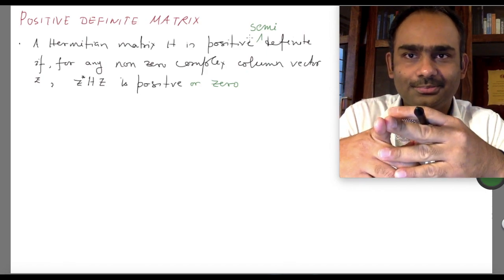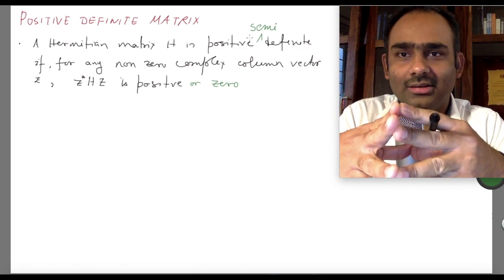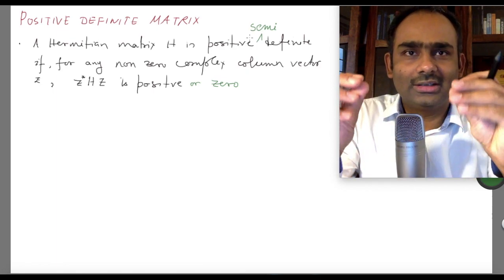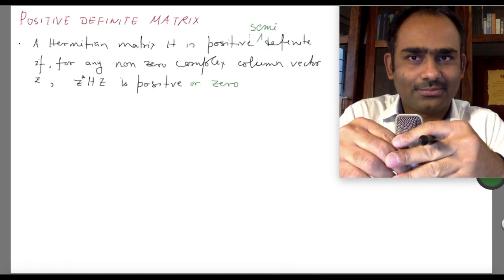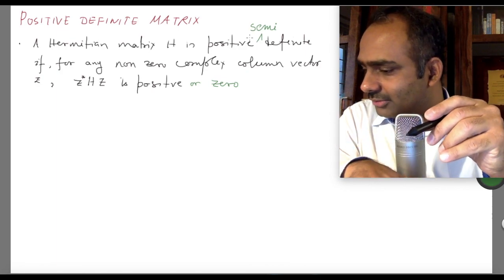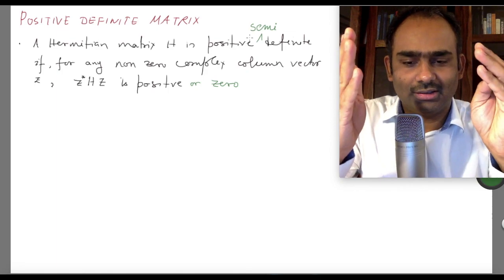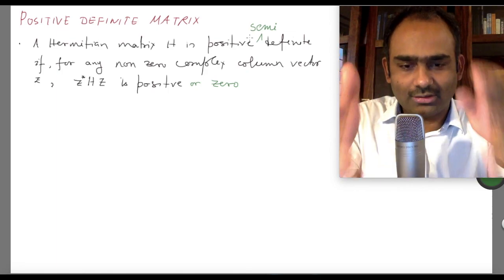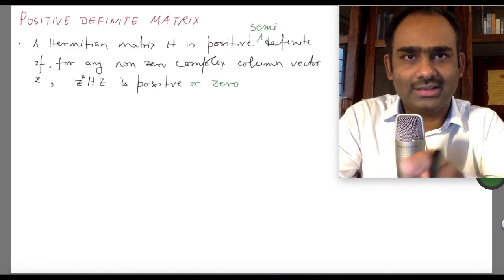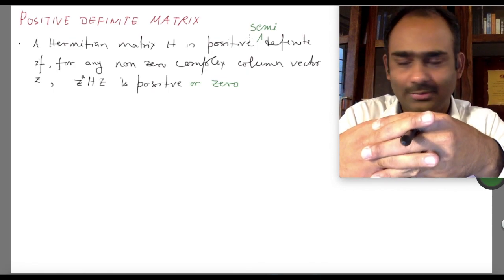A symmetric matrix is positive definite if it gives you a positive result for whatever z you take. Let's say the symmetric matrix is what I'm calling S, and you multiply by any real column on the right hand side and the same column written as a row on the left hand side, and if you get a positive value for it, then it's a positive definite matrix. So let me write it down here.